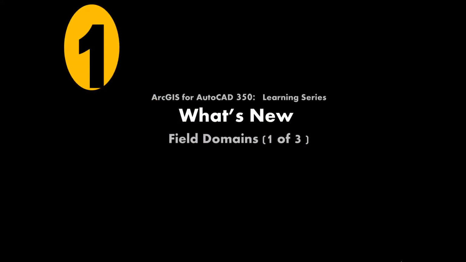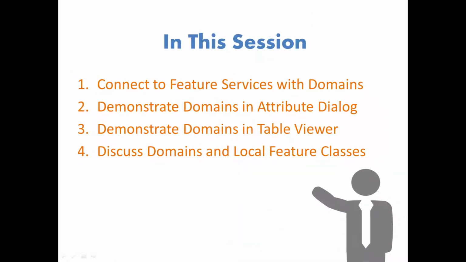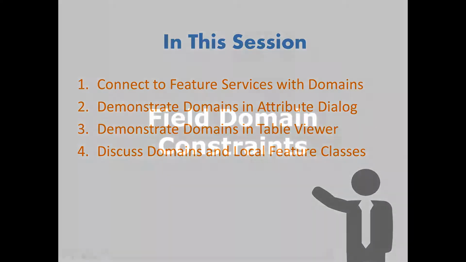Let's get started. In the first session of this series, I'll focus on domain constraints. I'll work with feature services whose attributes have domain constraints. I will show how the attribute dialog has been enhanced to deal with these constraints. I will also demonstrate domains in the ArcGIS for AutoCAD table viewer interface, then wrap up the session by creating local feature classes with domain constraints from a feature service.